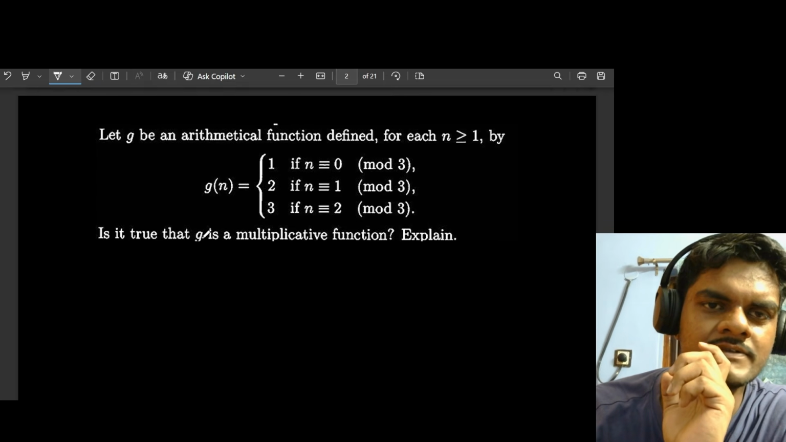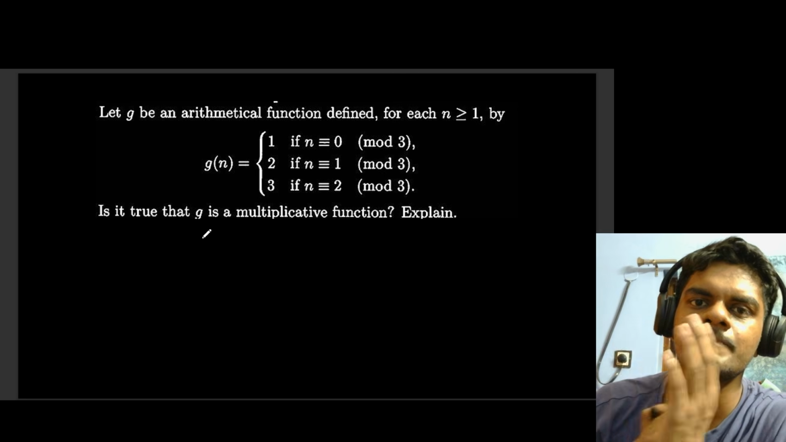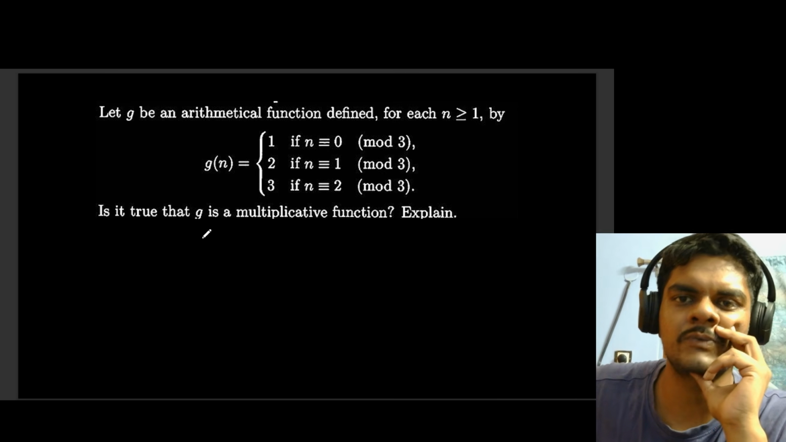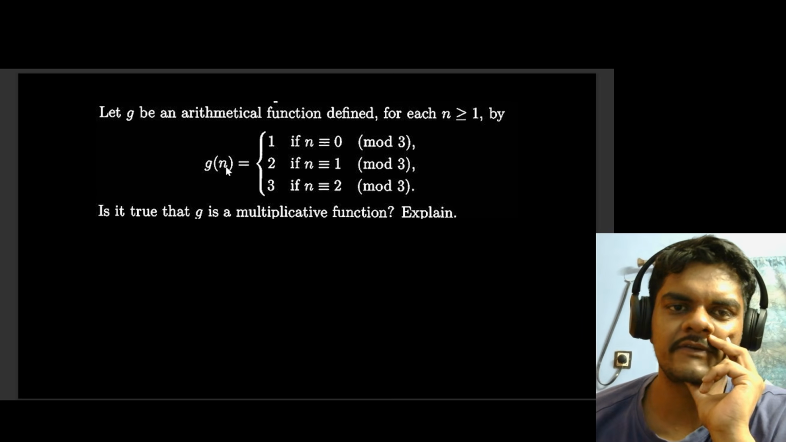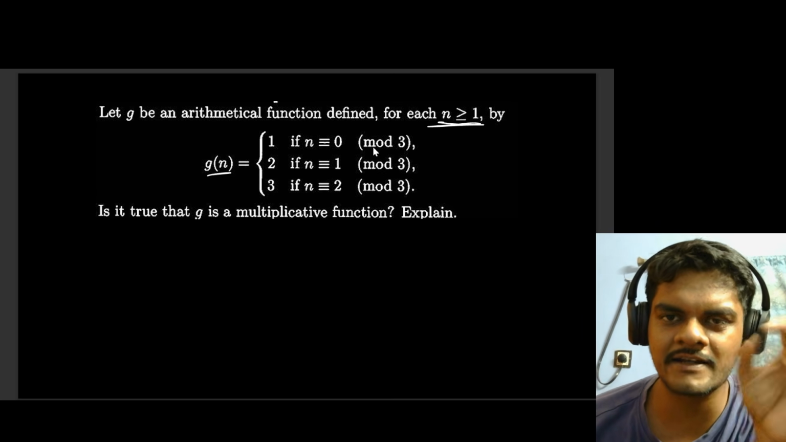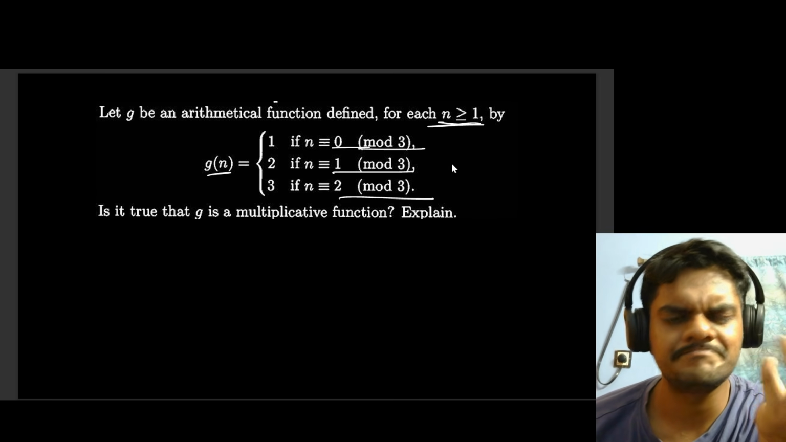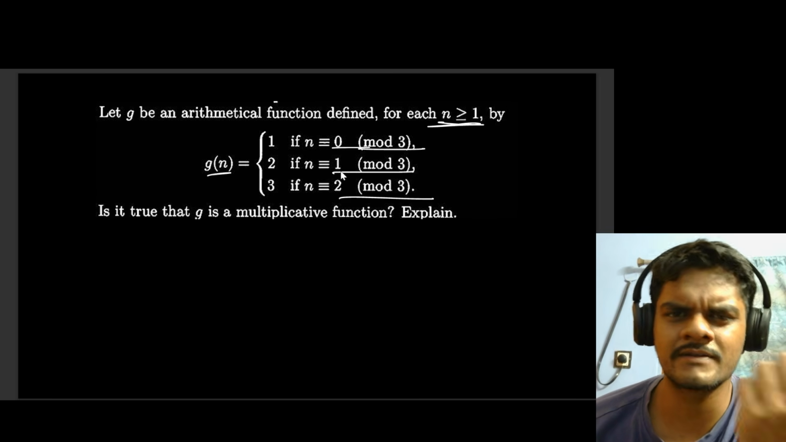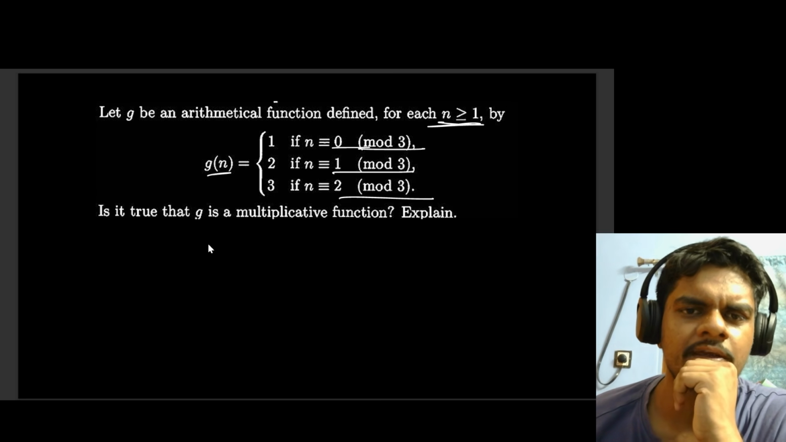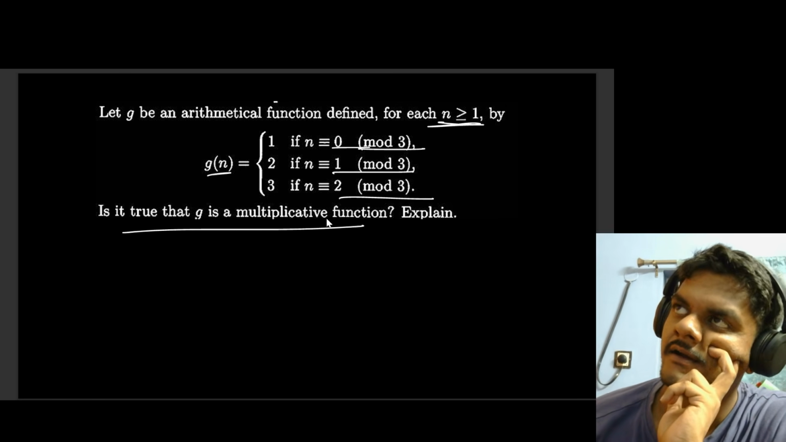Okay, so what is the first question? Let G be an arithmetical function defined for each n greater than or equal to 1. So G of n is defined. Each integer can be categorized among 0 mod 3, 1 mod 3, 2 mod 3. So if it is 0 mod 3, it is 1, 1 mod 3, 2, and so on and so forth. Okay, so is this a multiplicative function?